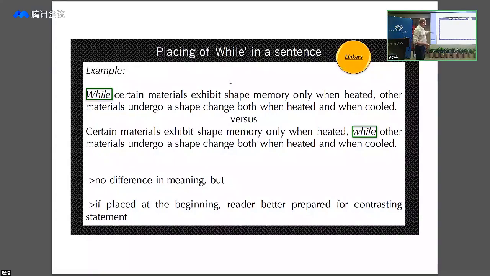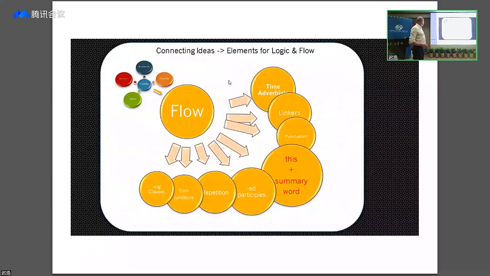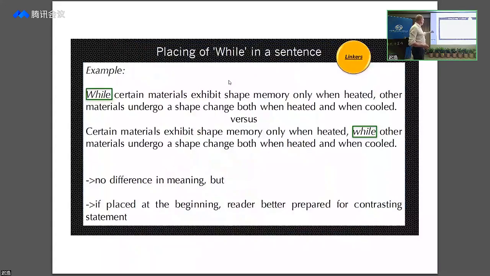Okay. So, any questions related to linkers? Any comments or questions? Is that clear? Clear, or any questions? Clear, yeah? Okay.